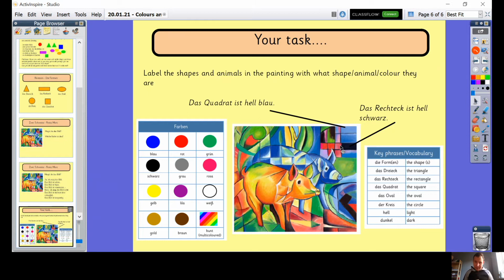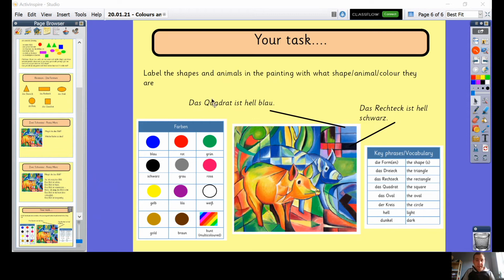And what I'm looking for today is sentences like: Das Quadrat ist hellblau. So the square is light blue. Das Rechteck ist hellschwarz. Das Rechteck ist hellschwarz would be light black. You could choose dunkel as well as another word. I've put that in the vocab box that is just down here, dunkel and hell. You've got the words for all of the shapes, and I've also reminded you of the different colours here that you could use. There are some that aren't on here, such as orange. Some of them you can research, some of them I think you will already know.